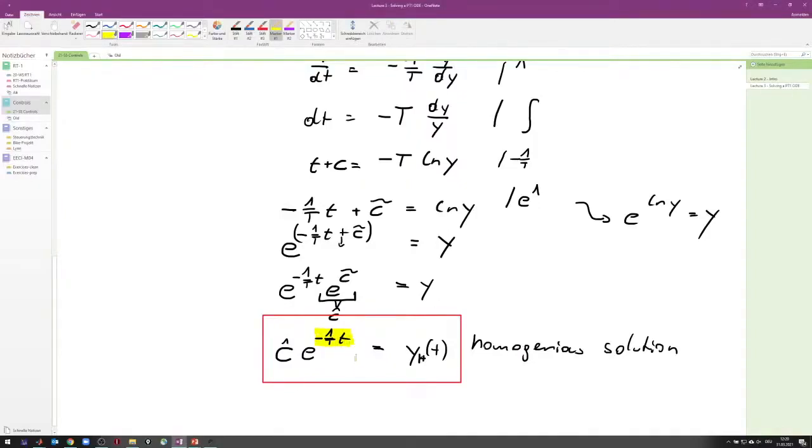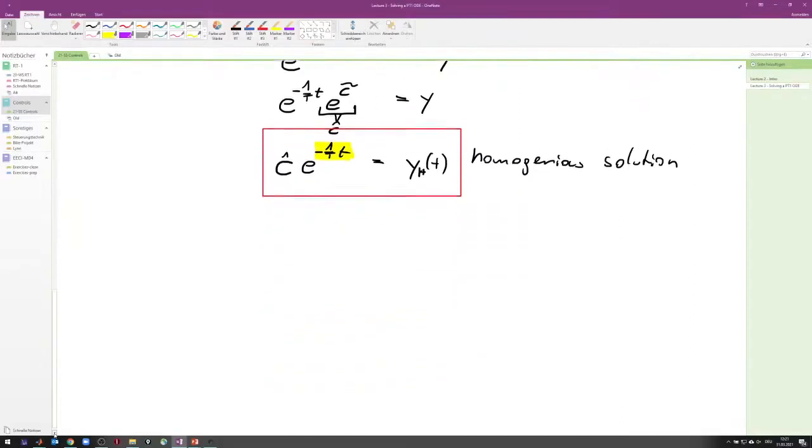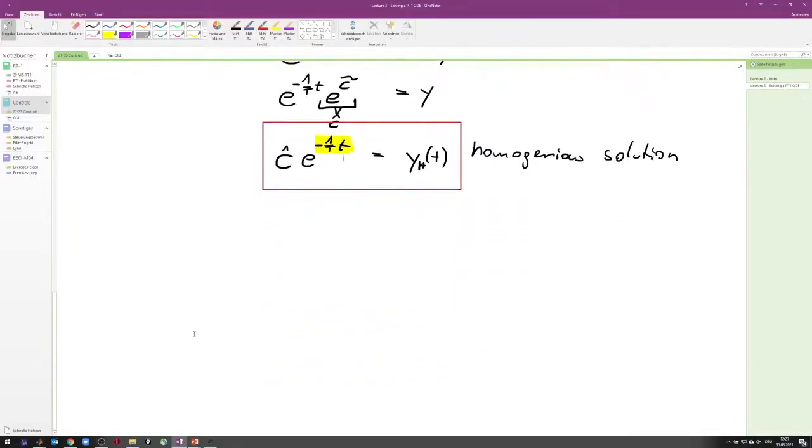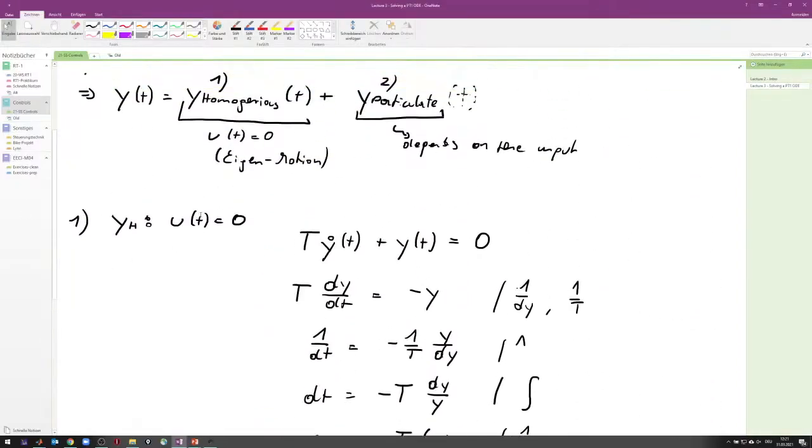If our time constant is larger than 0, this exponential function will go to 0. However, if we would have a time constant smaller than 0, this guy would get positive and our exponential function would run to infinity. And this is what we would call an unstable system. Okay, this was more like an aside. We will discuss that more later on. For now, we still need to solve for this guy here, right? The particular solution.